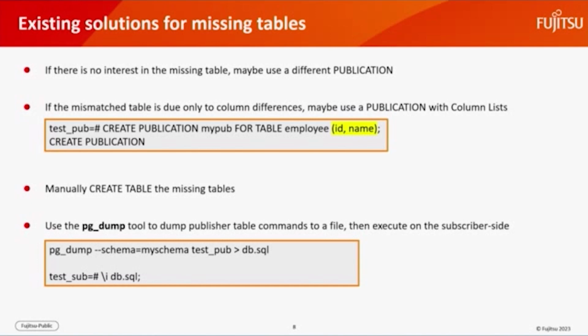Another problem might be that you had fewer columns in the subscriber side table than at the publisher side, and so that would be considered a mismatch normally, and it would fail. But if you're able to, and you're only interested in some columns, you can use a publication with a column list to limit what gets published. So in this example, we're just publishing 2 columns from the employee table, when in fact that employee table might have a dozen or more columns in it, but only 2 get published, so there only need to be those 2 at the subscriber.